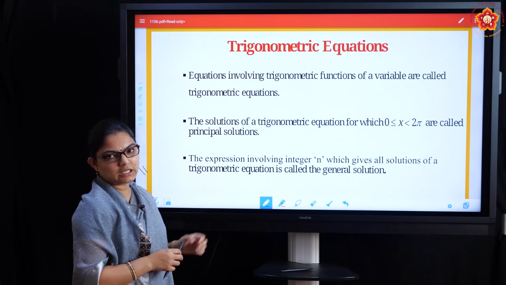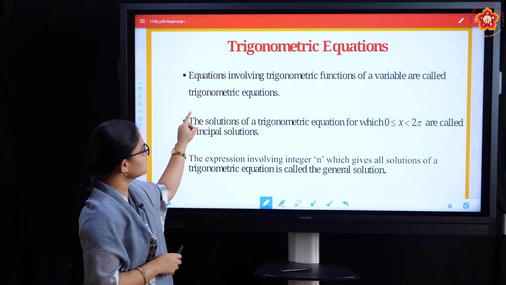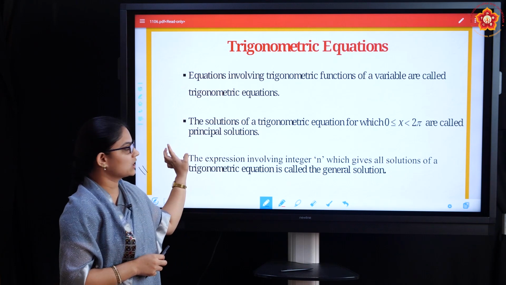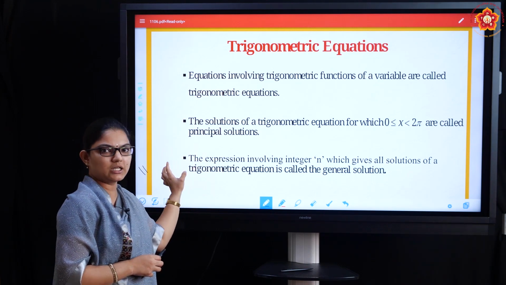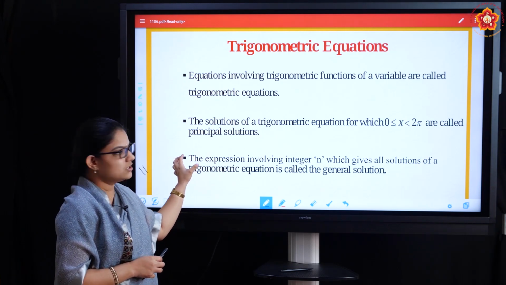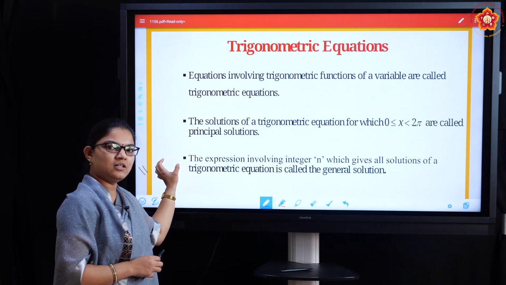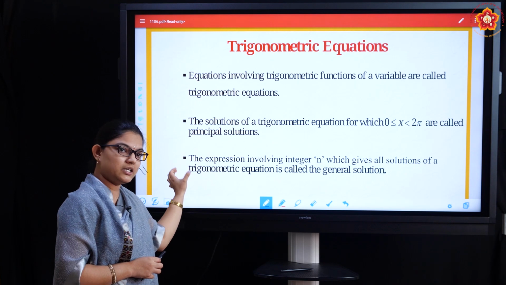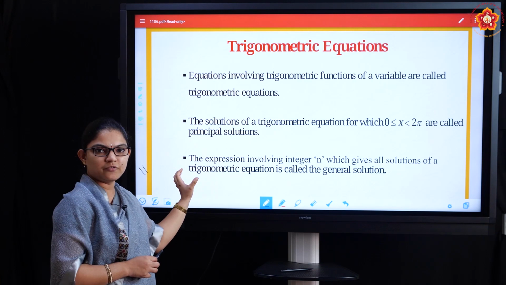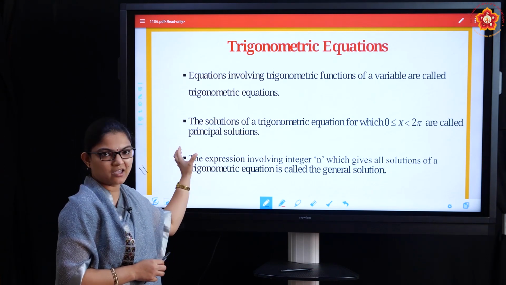So what do we mean by trigonometric equations? We know about equations. Equations involving trigonometric functions of a variable are called trigonometric equations. That is, any equation having trigonometric functions of some variable, we take the variable as x. Here x refers to the angle, and we are considering the angle in radian measure, and we know that radian measures are nothing but real numbers. So here the variable refers to a real number or radian measure, that is, the angle.